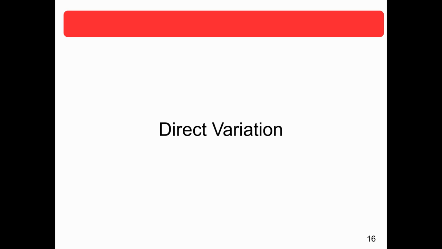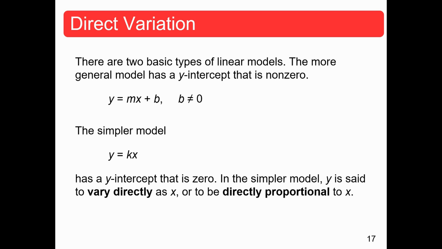This is section 3.5, and today we're going to be talking about direct variation. There are two basic types of linear models, and the more general one that you guys know about is y equals mx plus b, with m being the slope and b being the y-intercept. But on direct variation, usually it's just y equals kx, k being your slope, and there is no y-intercept. So it's a little bit more simple. You know it's going through the origin, and it's a straight line with a slope of k.